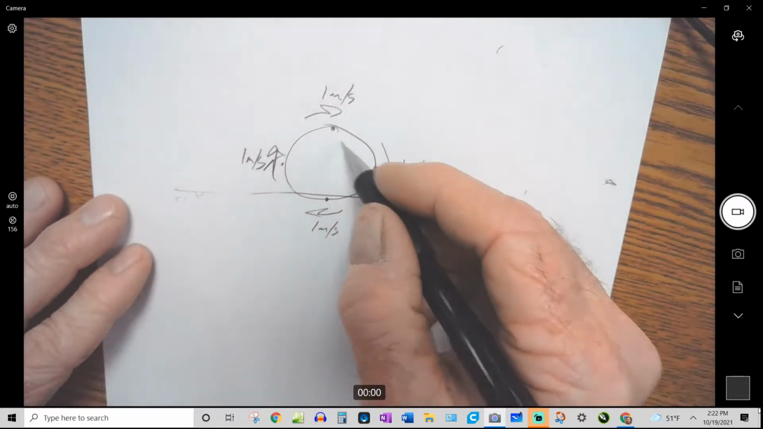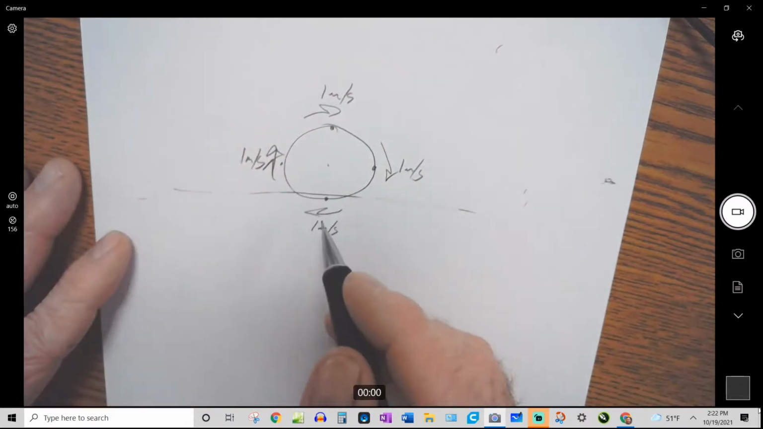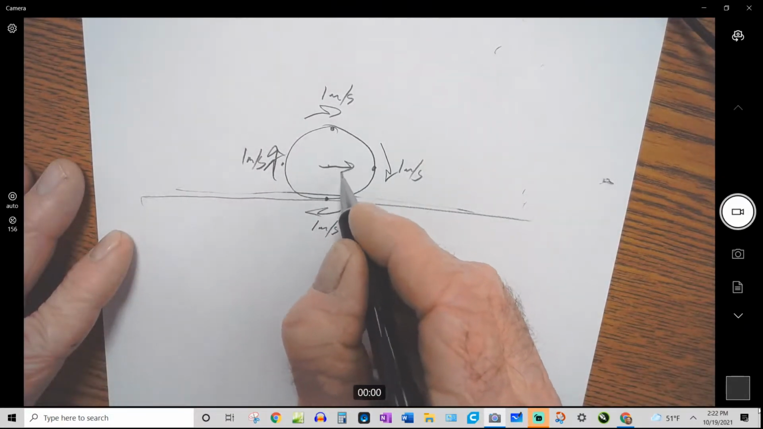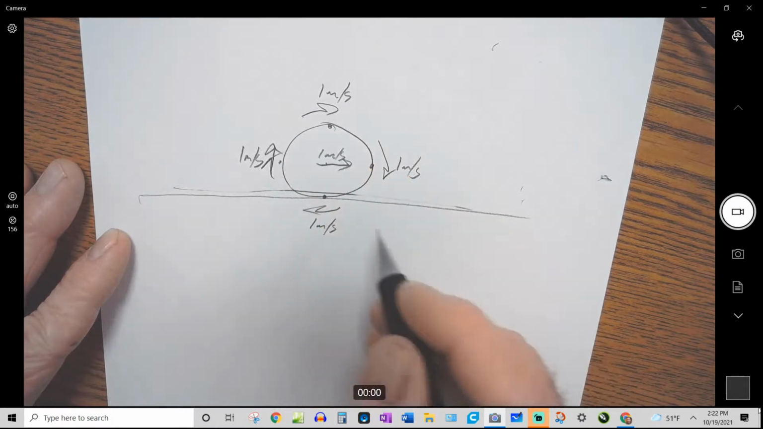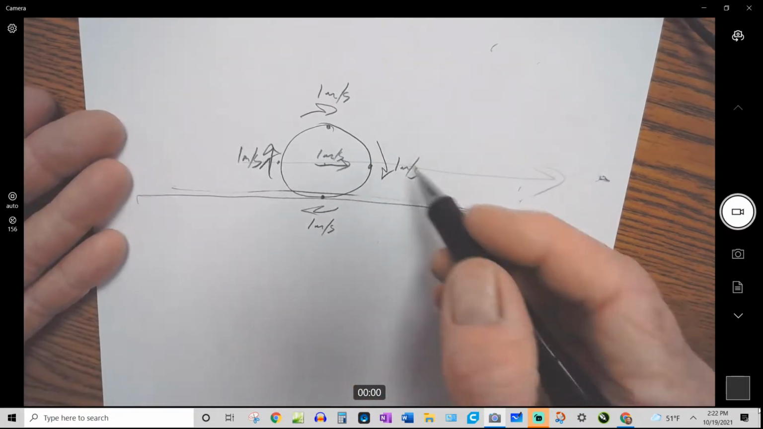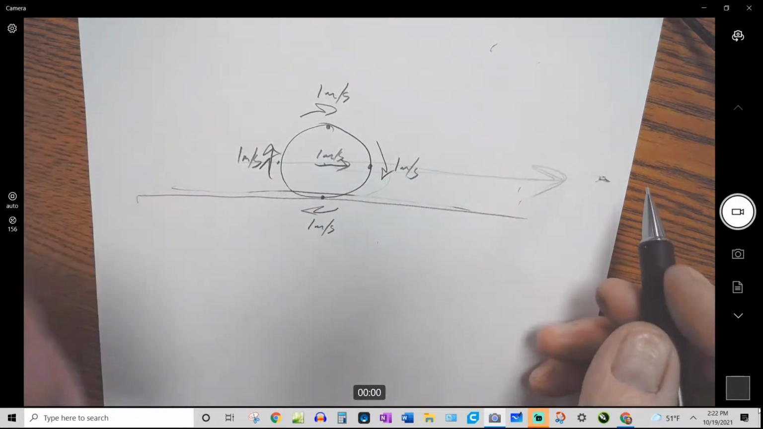So that's if it were just in space rotating around the center. What if I keep it doing that, but at the same time, I move the center 1 meter per second to the right? So the entire ball is going this way. So we've got two motions. We've got this, and we've got that. And that's what happens when the ball rolls.